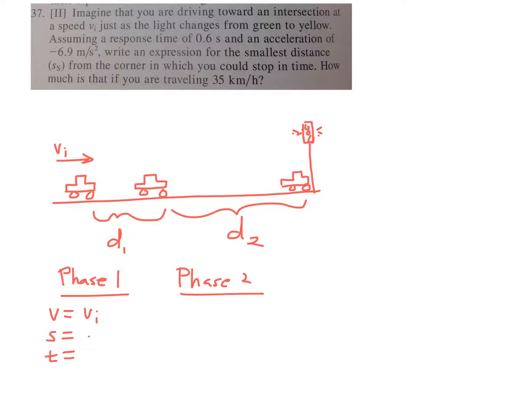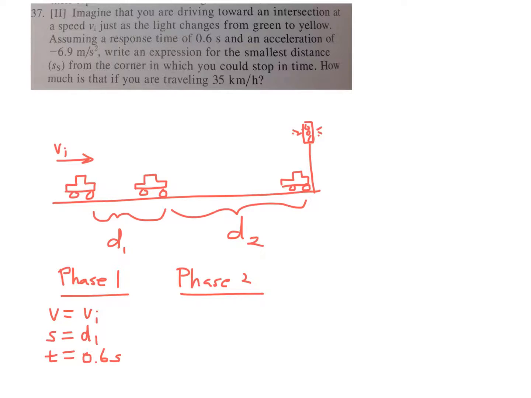Your v in phase 1 is v sub I, constant velocity, initial velocity, staying with that velocity. I'm calling my s d1, and I should have probably called it d sub 1, but I mean s sub 1, but it doesn't really matter, d sub 1. And t, it tells you, is 0.6 seconds, your reaction time. It's how long it takes to get your foot on the brake pedal.